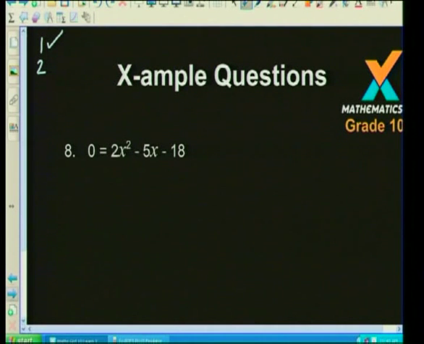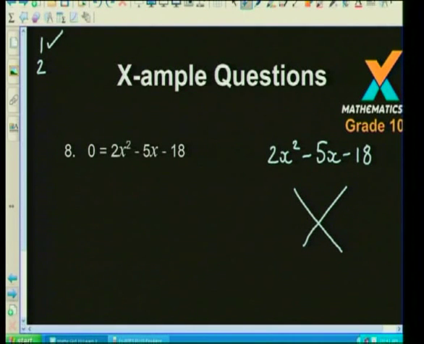Next thing I look for is a trinomial. Do I have 3 terms? Yes, I do. Do I have an x squared and an x and a number? Yes, I do. So now I'm going to start the trinomial. And remember, I'm doing it on the side. 2x squared minus 5x minus 18. And this is just so that I can show my calculations somewhere where they won't distract from the real question.